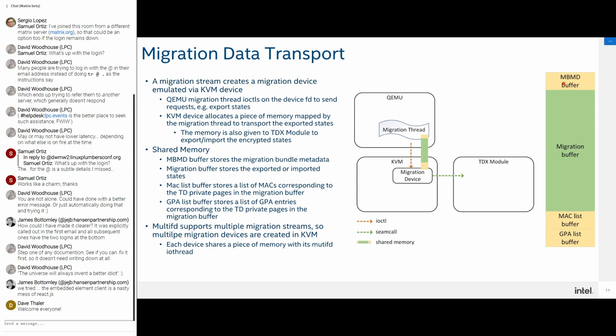It's called the MBMD, which is the migration bundle metadata here. For each page, it supports multiple pages to be exported with one export SEAMCALL. For example, we can have 16 pages in the list, and each page is encrypted, and each page has a MAC calculated by the TDX module and filled in the MAC list buffer here, and also a GPA list. Each GPA corresponds to a page in the green buffer here. Basically, we use shared memory to export those data.